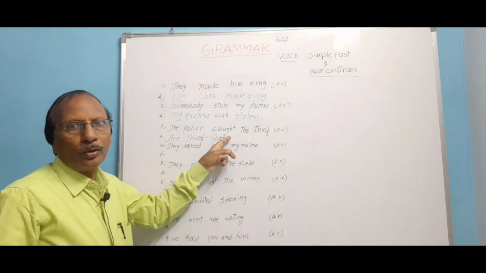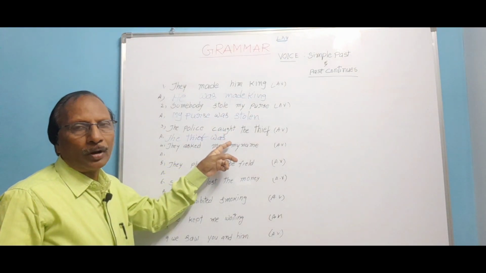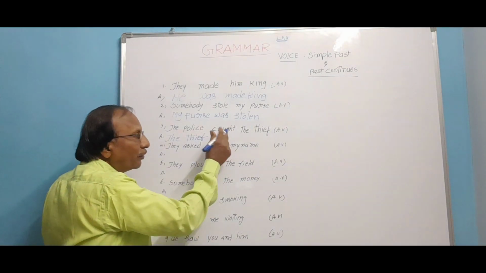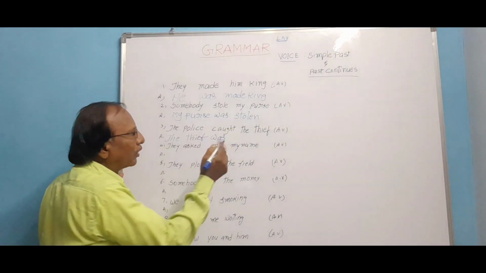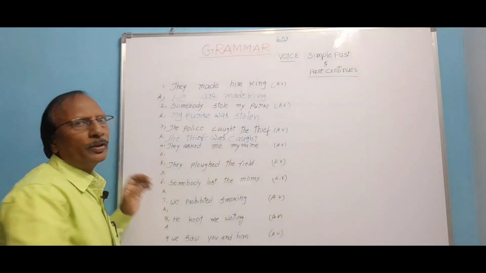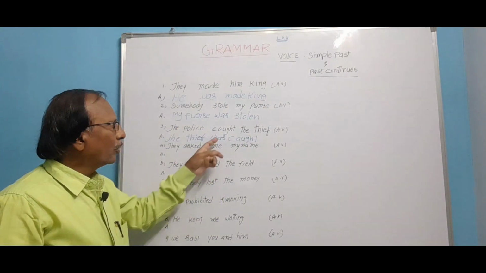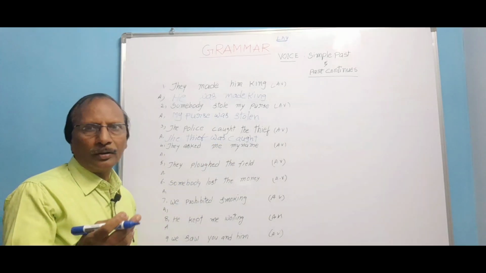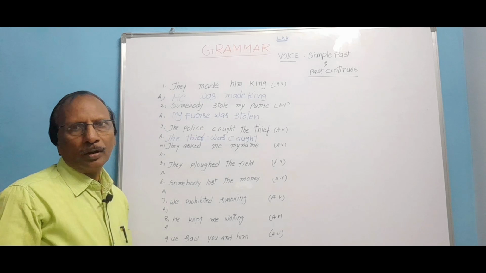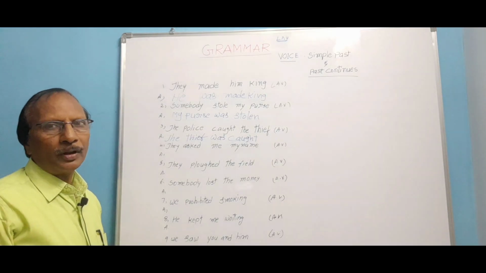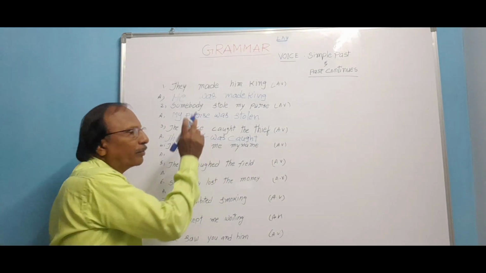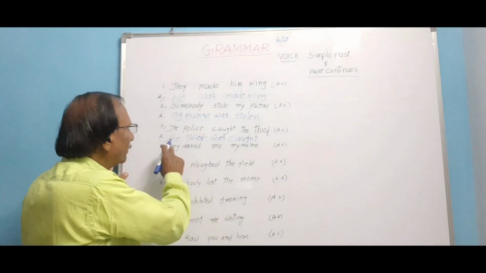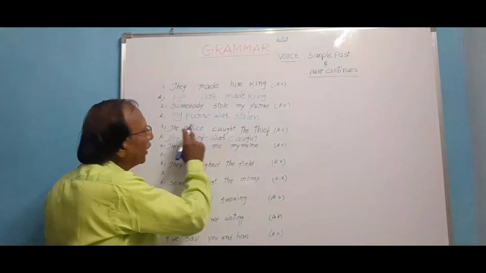Here the verb is V2. What is the plain verb of caught? Catch. Catch, caught, caught. So let us write V3. This caught and this caught look alike. You know, these two are weak verbs. Catch, caught, caught. V2 and V3 look alike because they are weak verbs. We call them weak verbs or regular verbs. The thief was caught by the police.